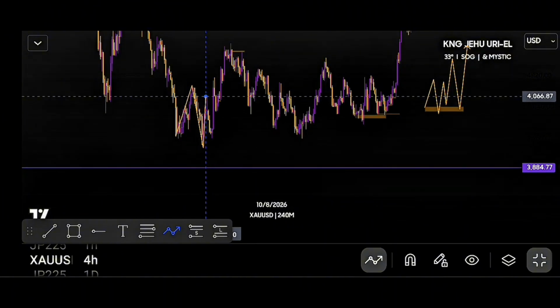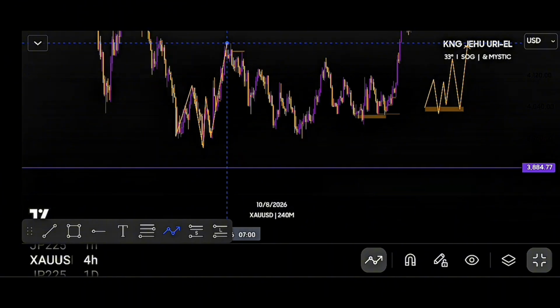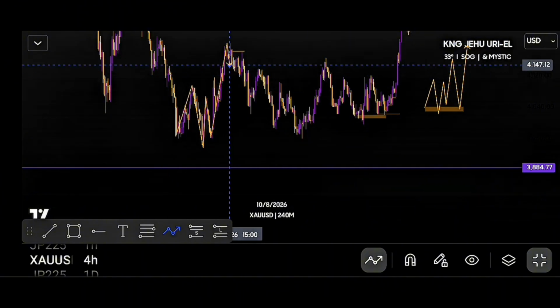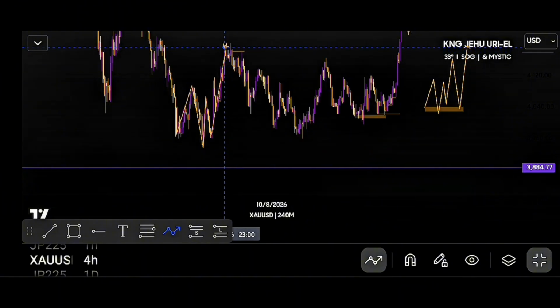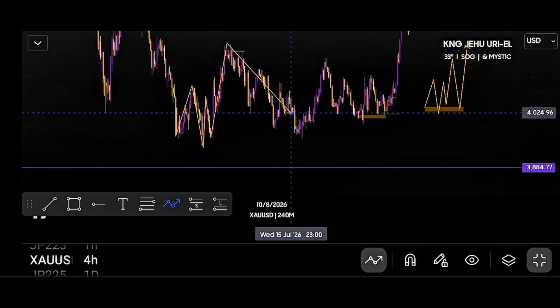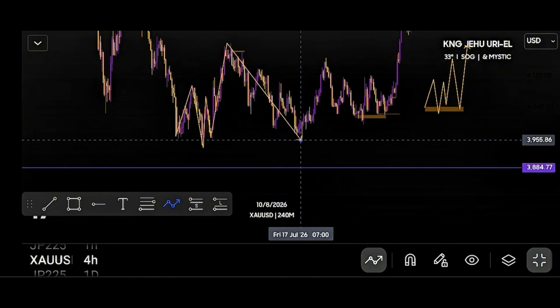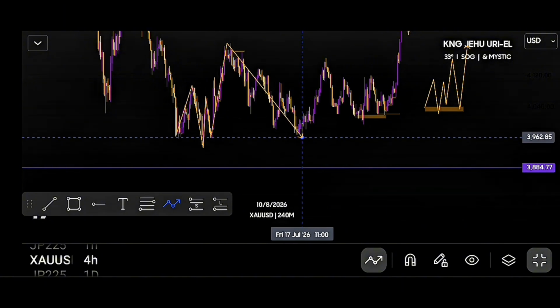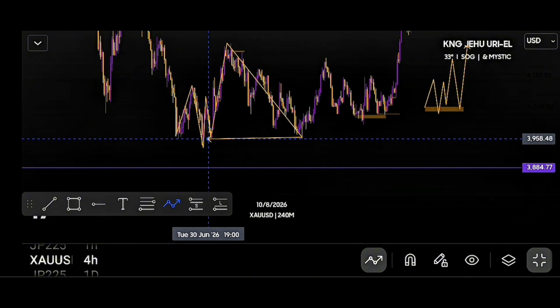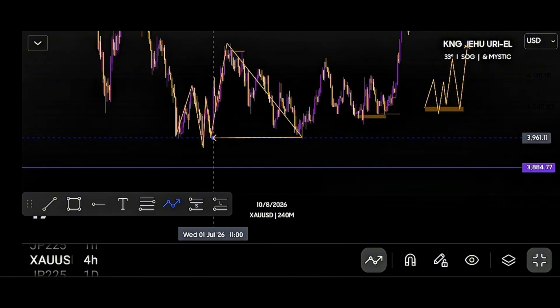Price came up, gave us our structural liquidity, and did a change of character to show us that we are now bullish. Then price took from here, which is around, let me see the date, 2nd July till 17th July, which is 15 days before price now triggered this zone, took out this structural liquidity, because you're supposed to enter immediately from here.